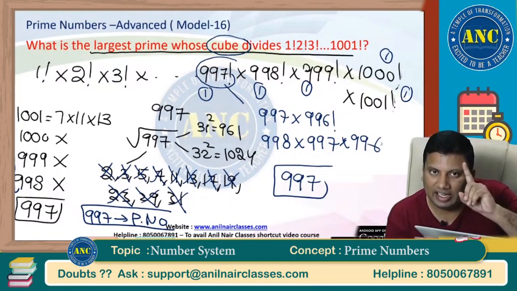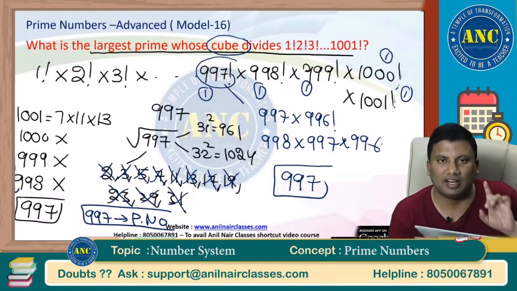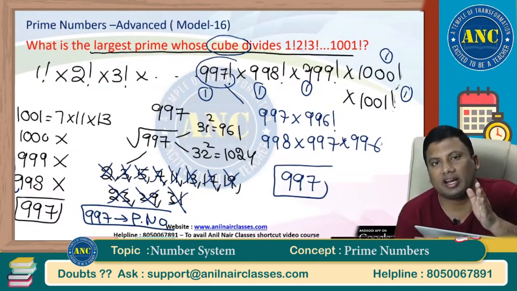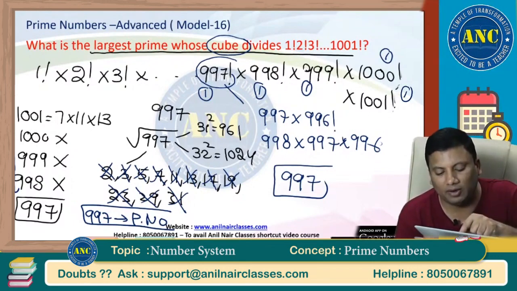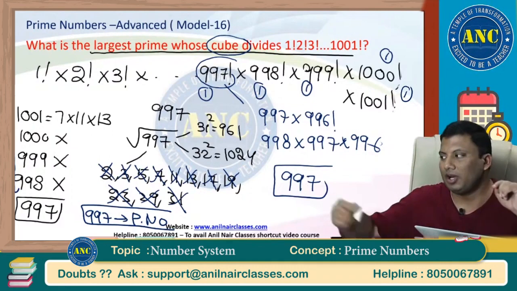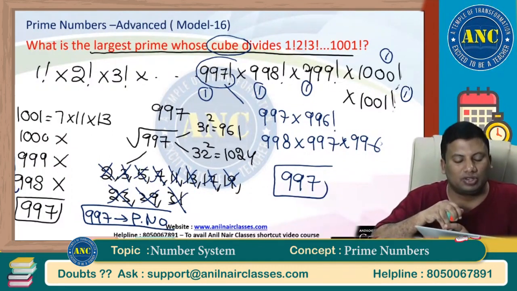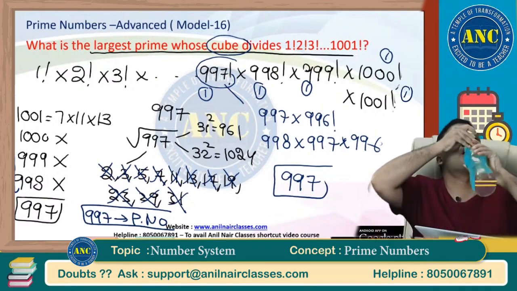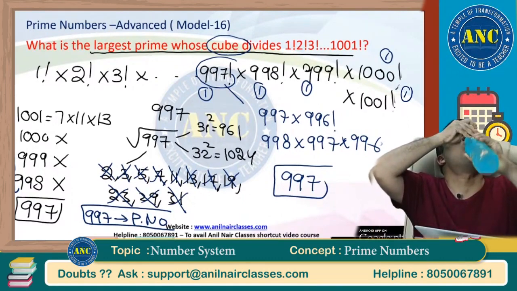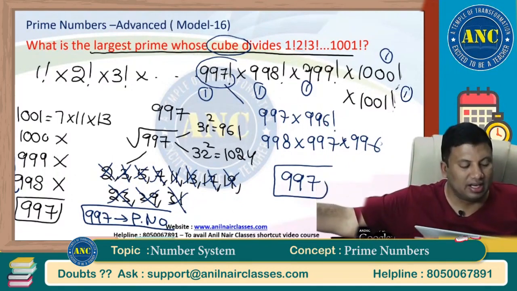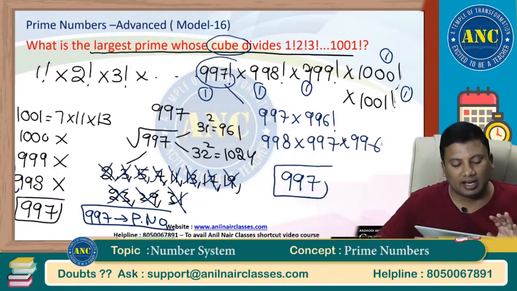997 factorial contains 1 power of 997. 998 factorial, 998 into 997 factorial. 1 power, 1 power, 1 power, 1 power, 1 power. Total 5 powers are there. If the power is greater than or equivalent to 3, then it will be divisible by 3. Then it is divisible. Answer is nothing but 997.